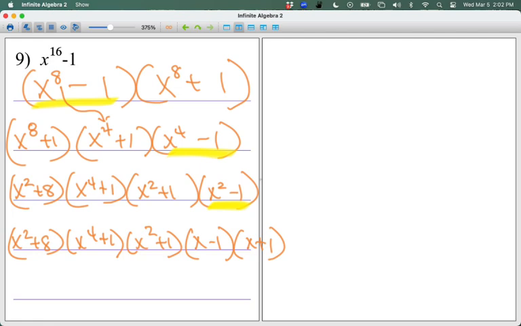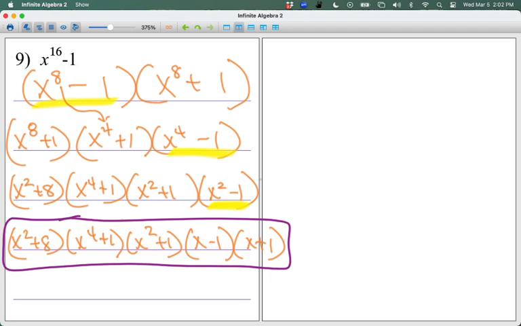Can I split any more? This negative one is not a perfect square anymore. And I have completely factored that entire thing.